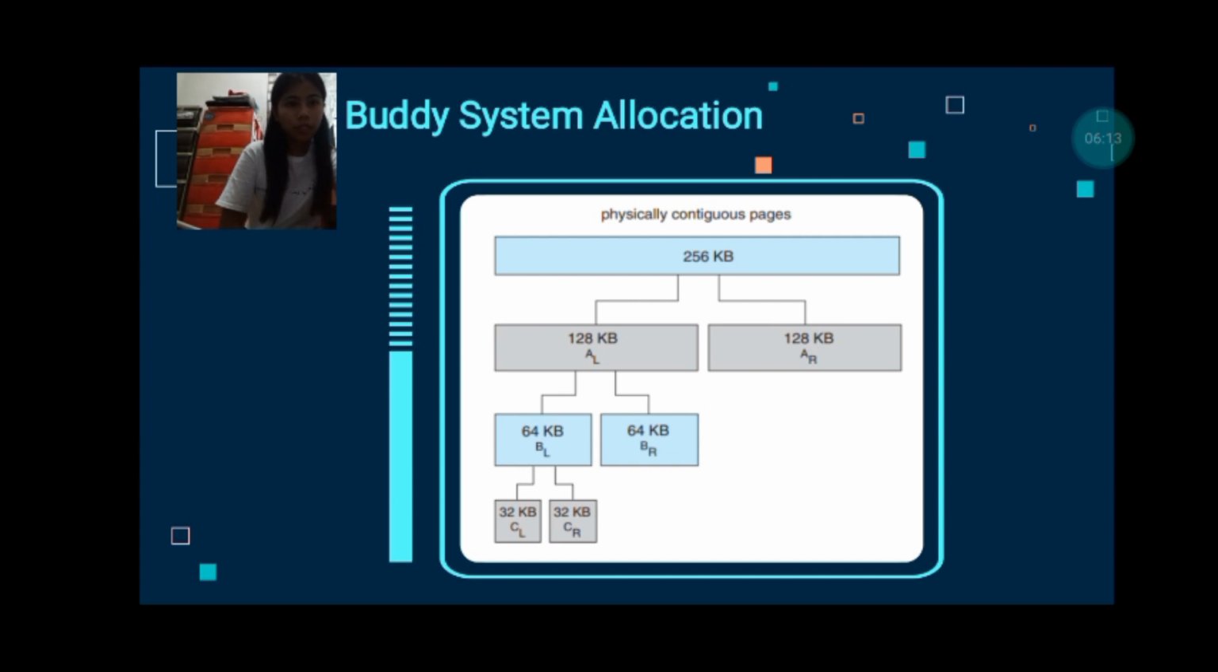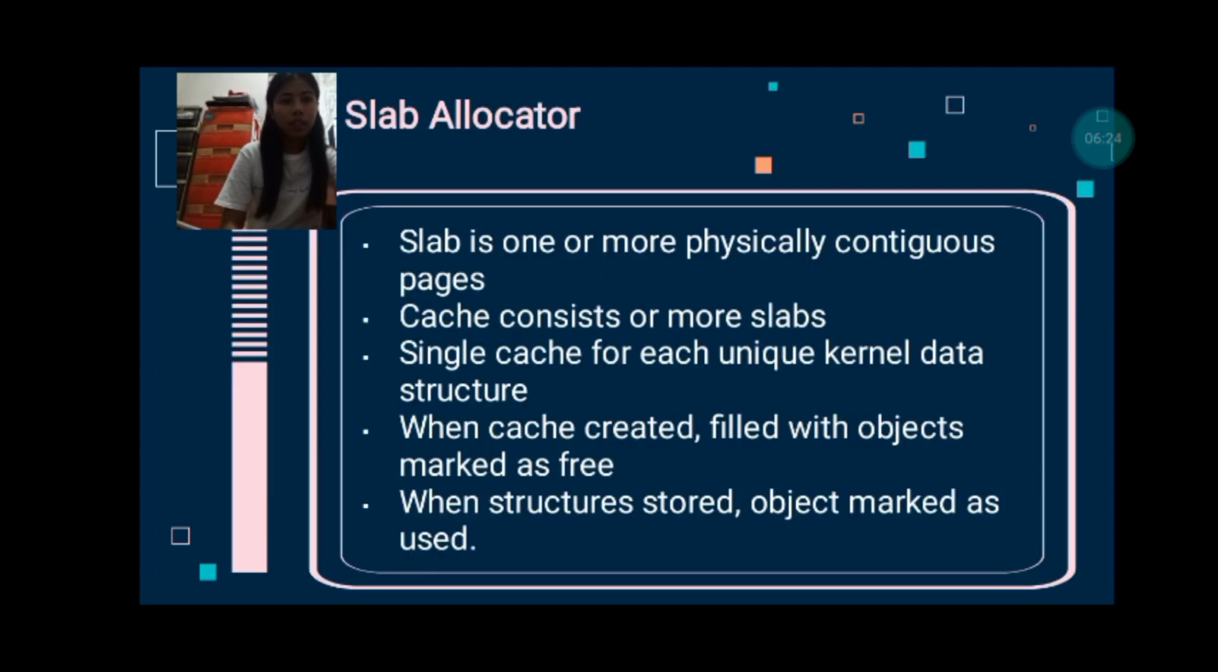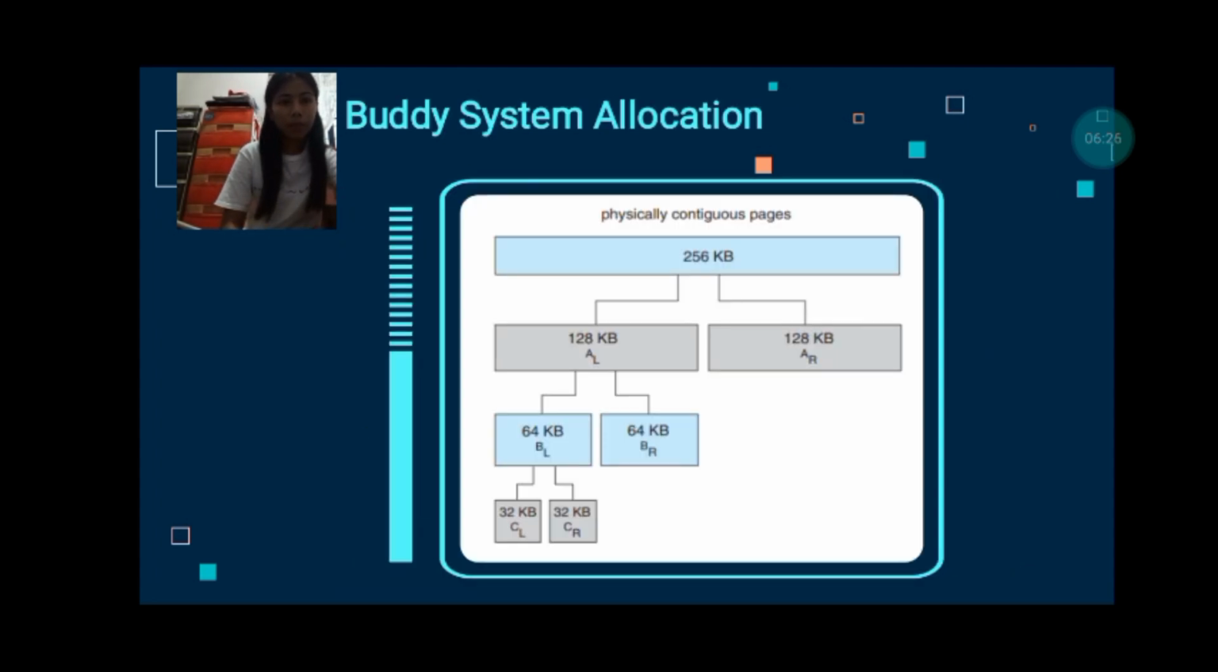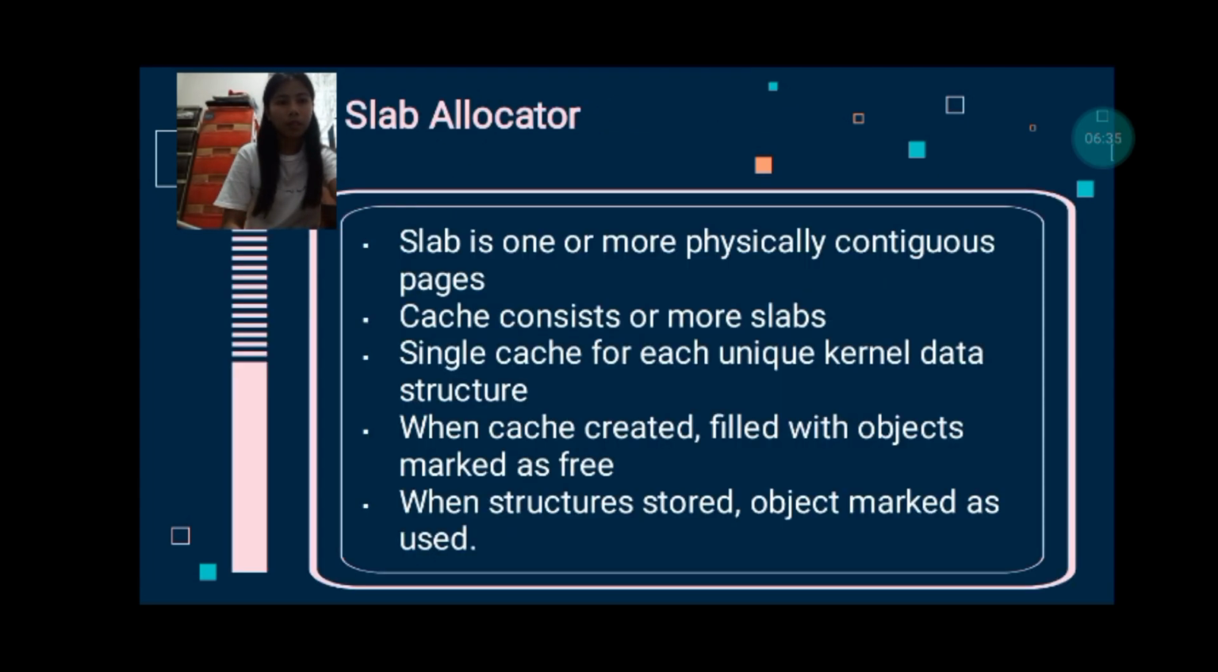So, physically contiguous pages. So, nakikita po natin meron po siyang 256 KB. Then, kung mapapansin po natin is pababa po siya ng pababa into 128 KB, then 64 KB, then last is 32 KB.